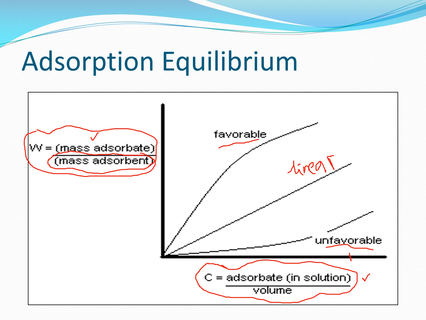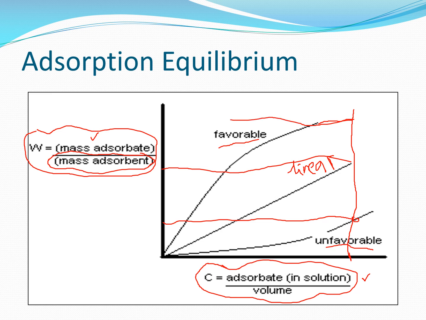So if we set this, like we have this x-axis, this point, and we move towards the y-axis and see here, compare these three lines. At the unfavorable condition, you can see that we have a lower value on the y-axis, and in the linear trend we have a higher value, and then for the favorable we have an even higher value. So this is the most favorable, or most efficient, adsorption taking place in this favorable curve.